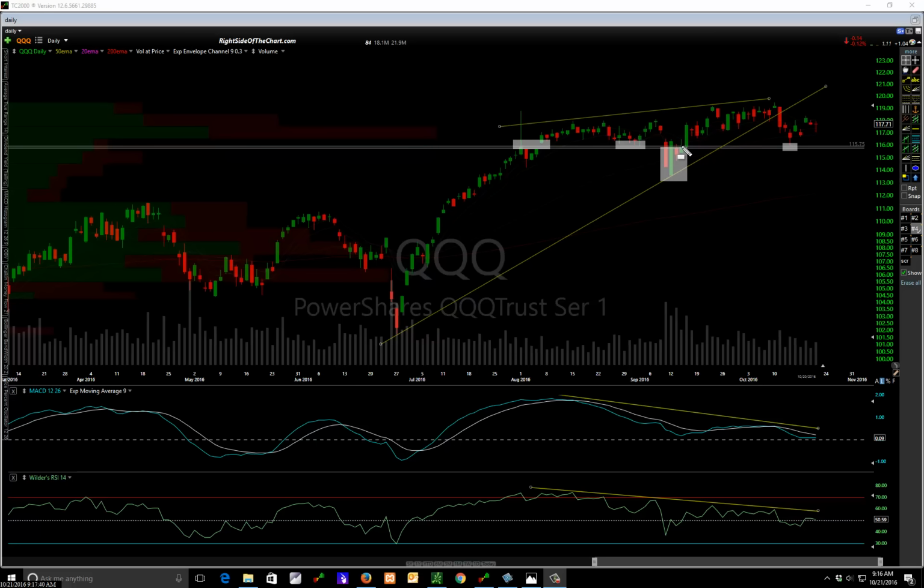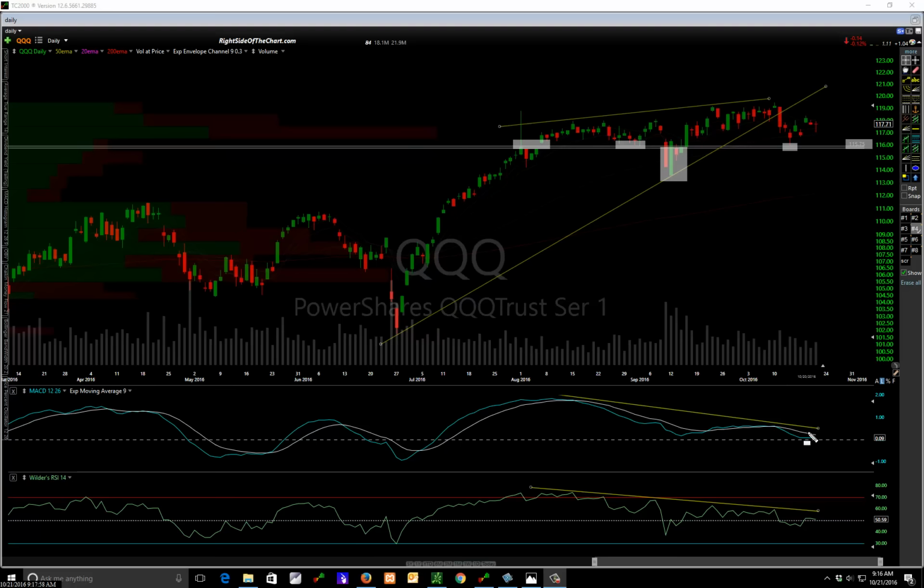The Qs really should have blasted off if there were a lot of buyers in this market, and they didn't. But more importantly, the battle's not won or lost yet. However, a break below that 115.75 level, I think, will certainly, or more than likely, open a waterfall sell-off.